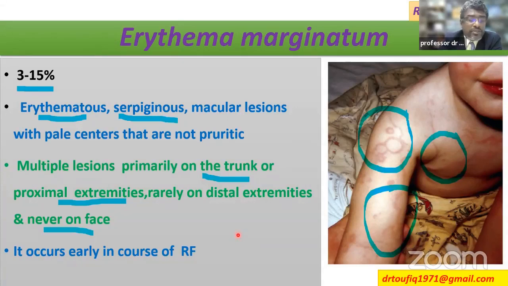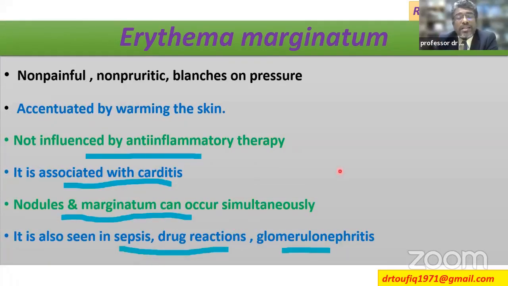It may occur early in the course of rheumatic fever, so in the early course you may get erythema marginatum. It is non-painful, non-pruritic, and blanches on pressure. If we apply pressure, the erythema usually goes away. It is accentuated by warming the skin: if we warm the skin, the lesion becomes more prominent. It is not influenced by anti-inflammatory therapy; if you give drugs to control inflammation, there is usually no response.